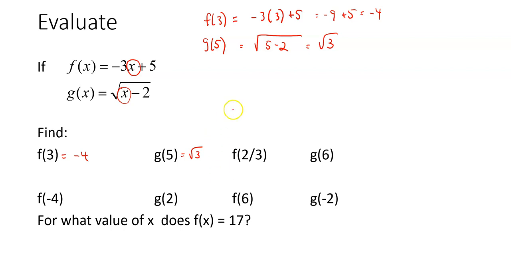What else could we try? How about the third one, f of 2/3? Same idea, except now we have to deal with fractions, but that's all right. We'll get negative 3 times 2/3 plus 5. 3 cancels top and bottom, gives me a negative 2 plus 5, which is 3. So f of 2/3 is just 3.